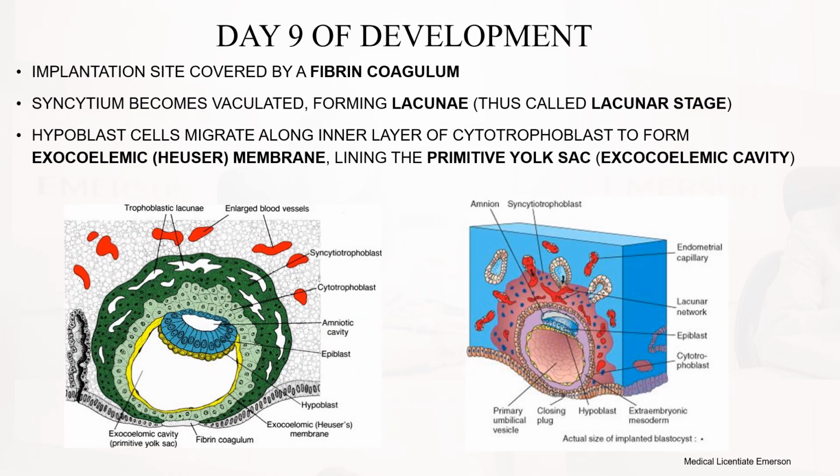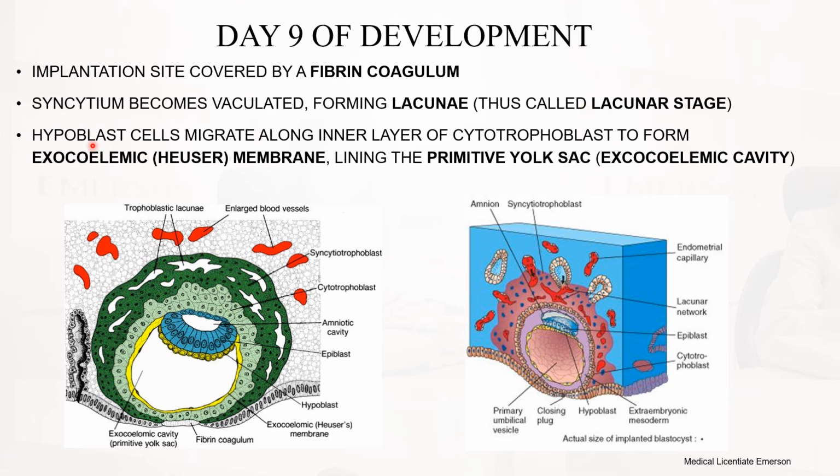Let's go to day 9. Under day 9, what happens is there is implantation site. The implantation site is covered by a fibrin coagulum. Then the syncytium becomes vacuolated, forming lacuna. That's called the lacuna stage. So this stage where the lacuna is formed is what we call the lacuna stage.